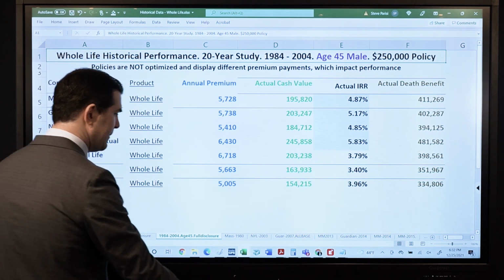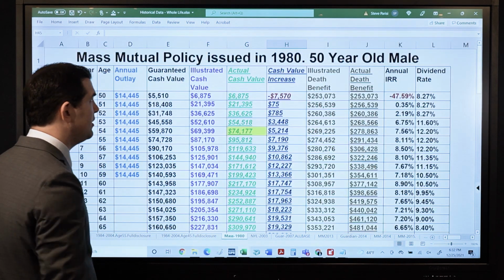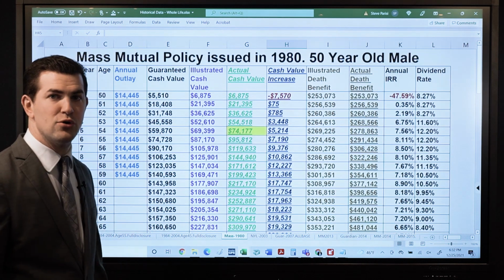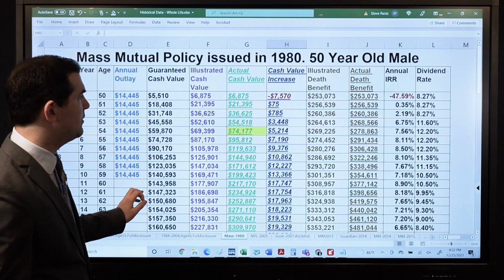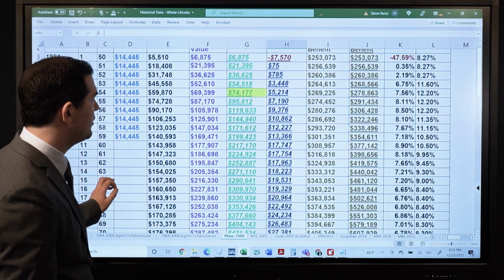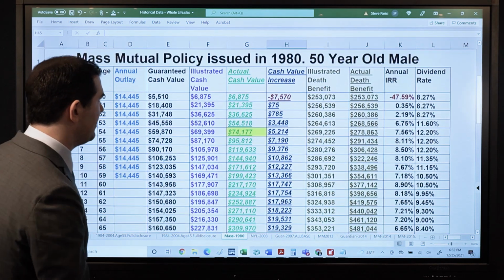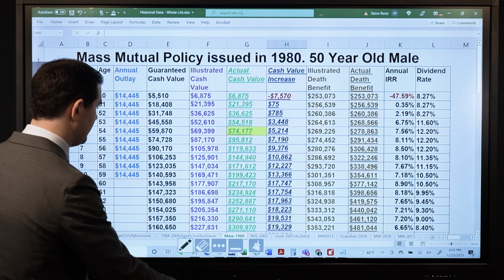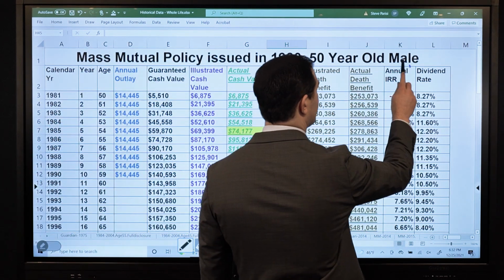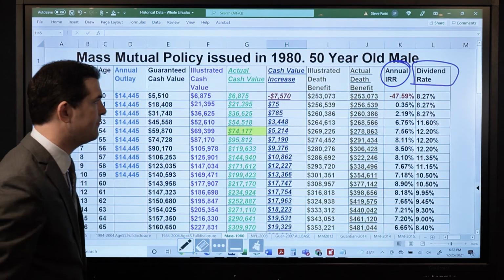So to look at some examples here, which we've got examples from different time periods. Here's a policy issued in 1980 on a 50-year-old male. This study here was a 10-pay policy with MassMutual. Is based on actual performance. On the far right, I should provide a little bit more detail to this. This is available to the public as well. Annual IRR, and then the dividend interest rate.